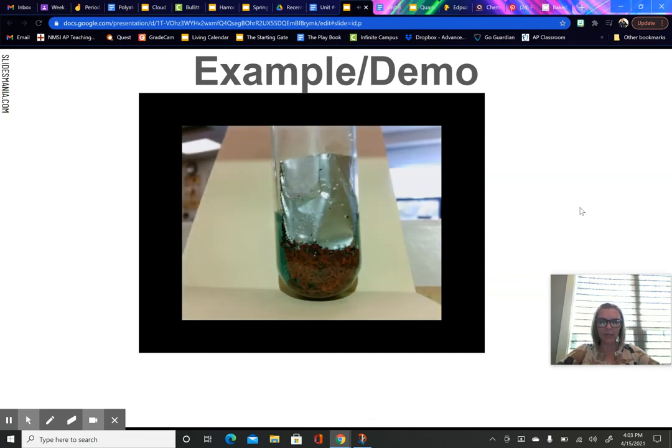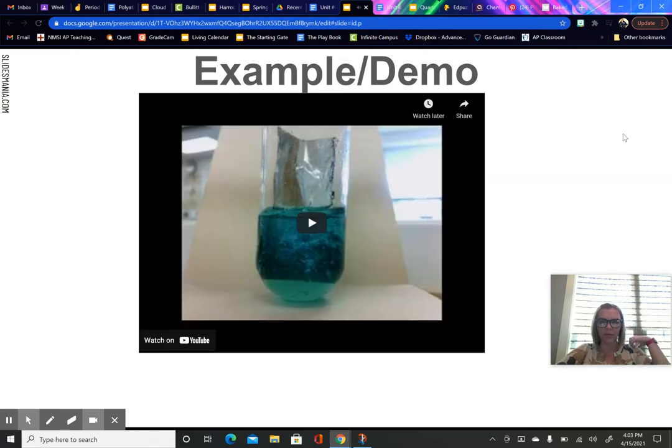So it's a single replacement reaction. Aluminum took the place of the copper in the solution, and the copper came out of the solution.